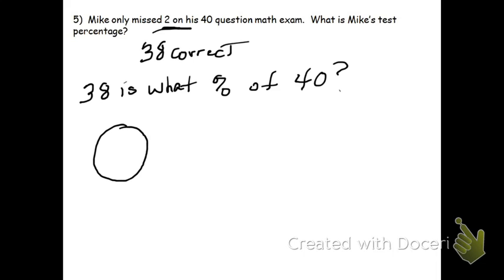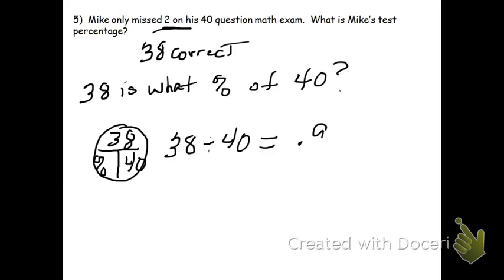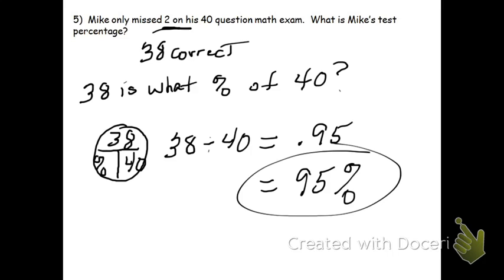So again, let's think about our percent circle. We don't know the percent, that's the unknown. The test had a value of 40, and the part we got right was 38. So this tells us to divide, so we have 38 divided by 40, and when we do that, we get the decimal 0.95, which we write then as 95%. So Mike got 95% on his test. Pretty good on a math test, Michael.